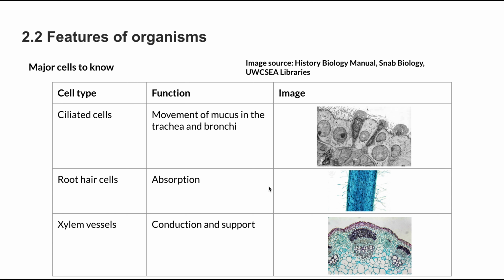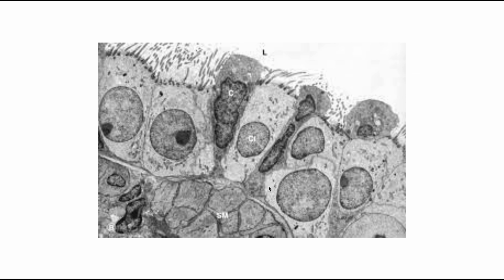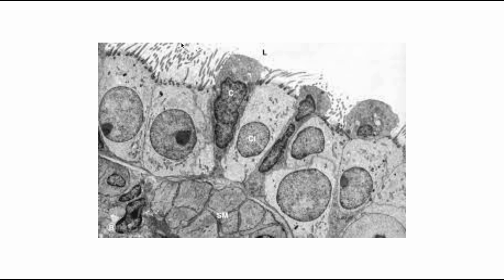Let's move on to a closer look at the images. These are the ciliated cells, and as you can see here, this is one cell. You can identify the nucleus here and the cell membrane, which is the borderline here. And you see these hairs here. So if you were to identify a ciliated cell, you can always look for these hairs.